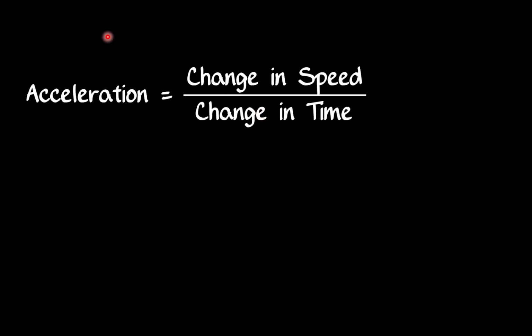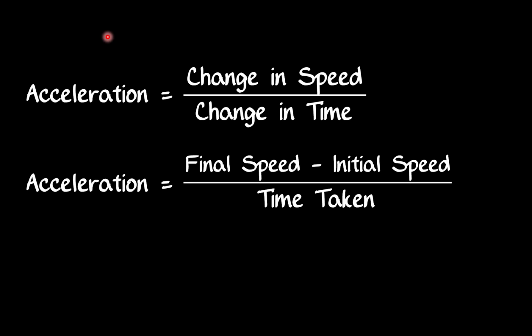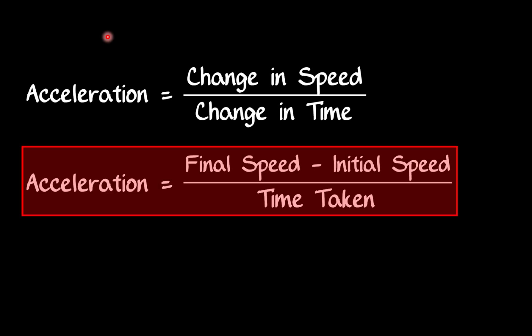Okay, so now let's define acceleration using a formula. Acceleration equals change in speed divided by change in time. Or you can say acceleration equals final speed subtract initial speed, all over time taken. This is the formula that will be commonly used.